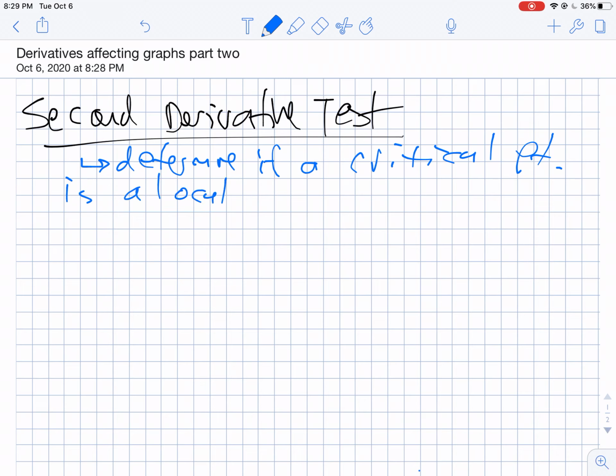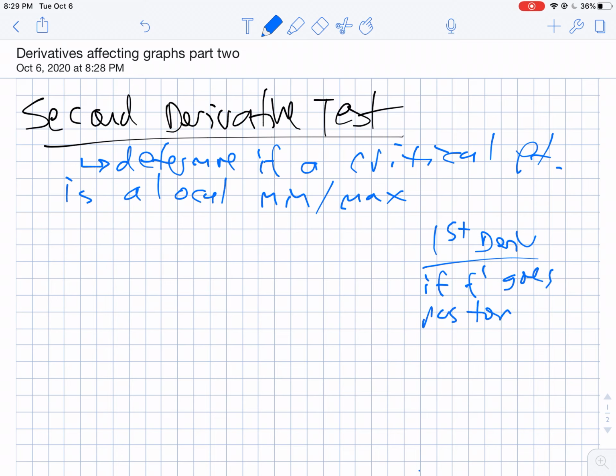Now, one way that we can check that, of course, is the first derivative test. So remember that the first derivative test is where we just check what's happening to the sign of f prime. If f prime goes from a positive to a negative, then we know that it's going to be a local maximum. If f prime goes negative to positive, we know it's a local min. But this isn't always the easiest thing to do, and sometimes it's a lot easier to justify the second derivative test.